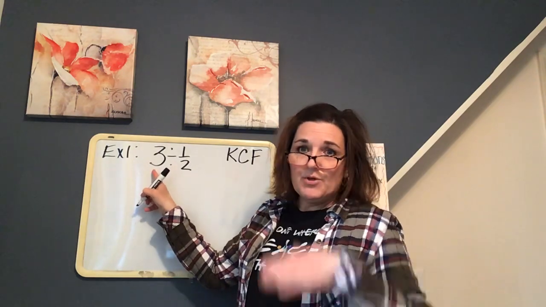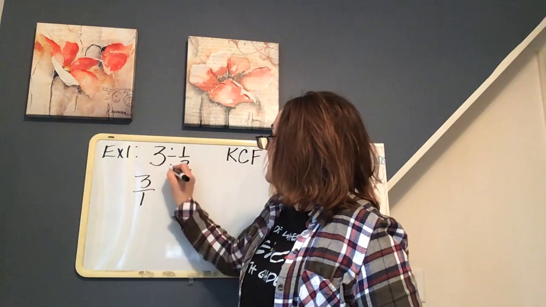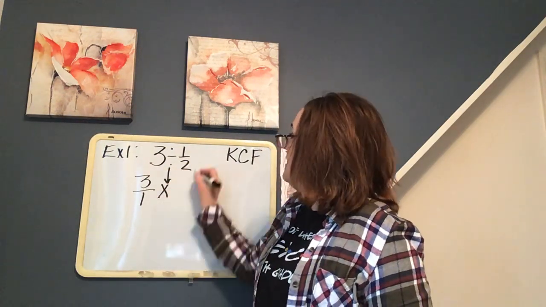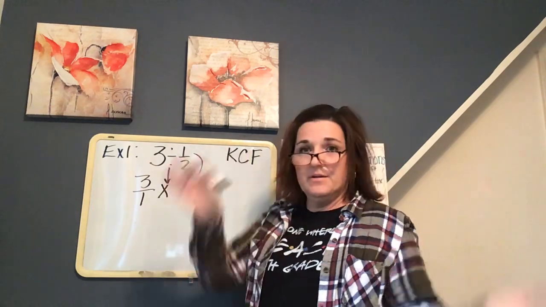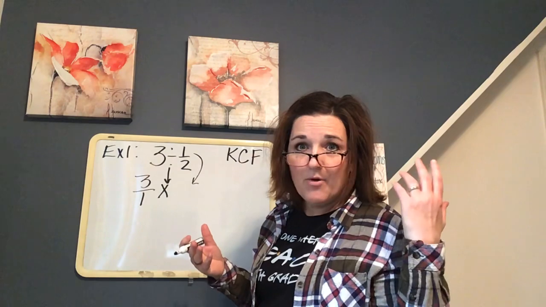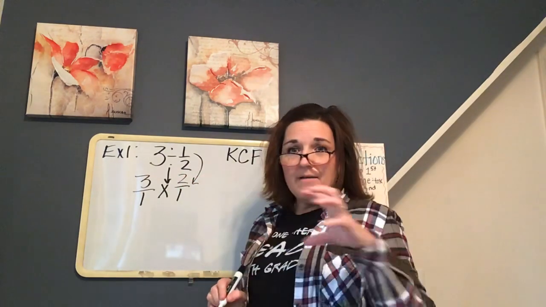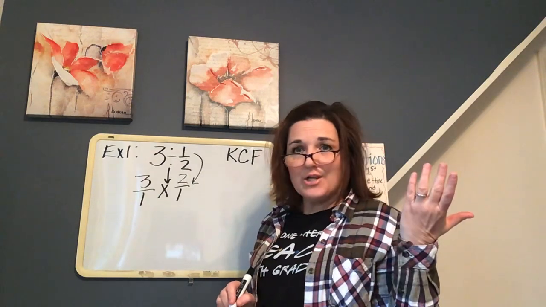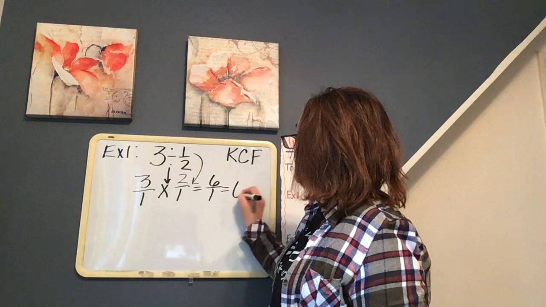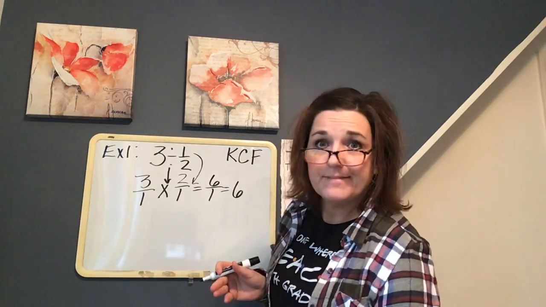If you have a whole number, you know you have to put 1 under it. That sign is going to change to multiplication. You are going to flip that fraction over. Why? I don't know. Some guy a long time ago made it up. Once you have this done, you're good to go. You're going to multiply. And our answer is 6. Yeah, that's it.